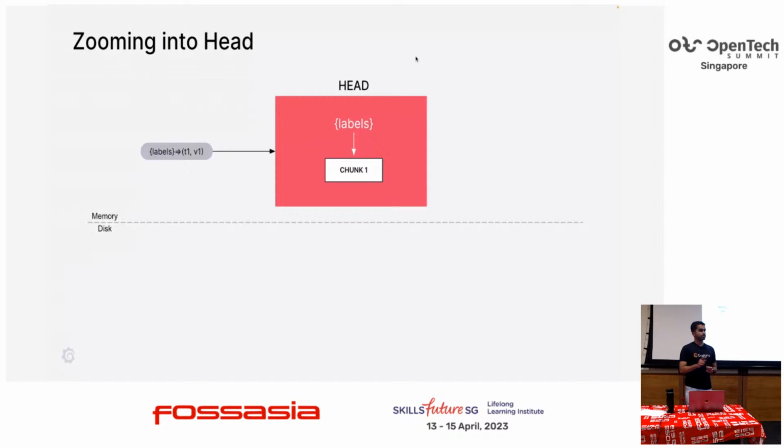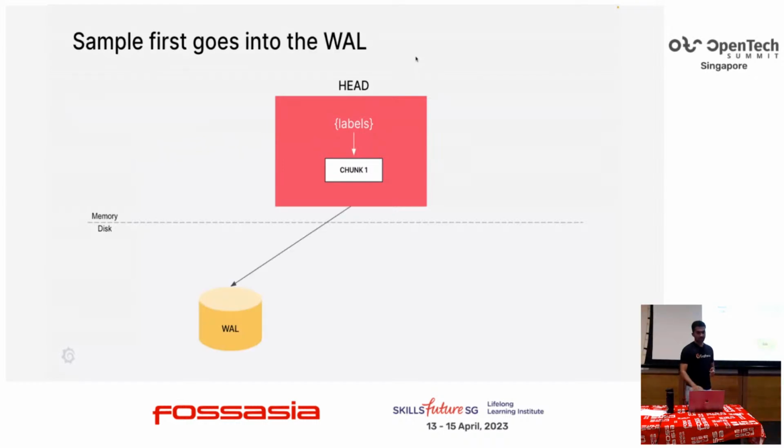But before we put the sample into the TSDB, we first create the series entry in the index, and then we write into something called the write ahead log. We'll see why it's required right now. Once we write it into the write ahead log, like log that this write has come to the TSDB, we then write it inside the TSDB in a compressed fashion.